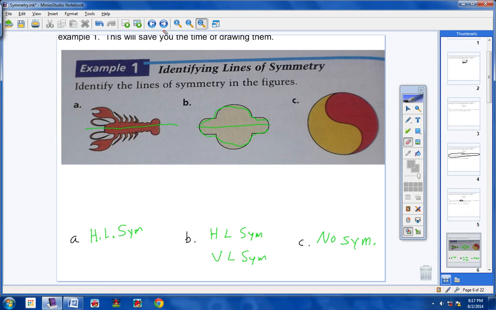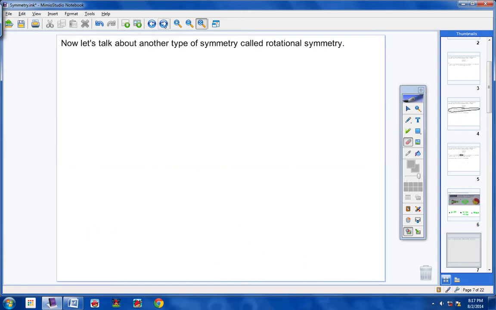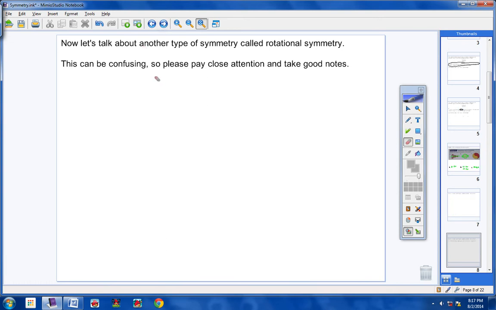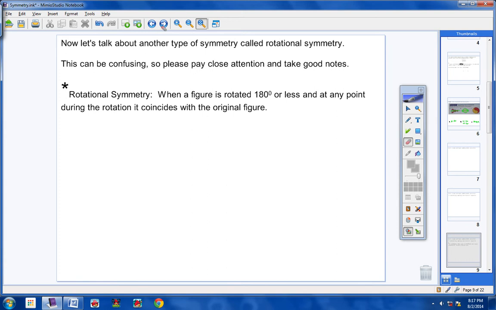Now let's continue on. Let's look at a topic that's a little more difficult. Let's look now at another type of symmetry called rotational symmetry. Now, if you take really good notes and pay attention, you'll be fine, but you're going to have to pay attention. This can be difficult, so this can be confusing. Please pay close attention and take really good notes. Rotational symmetry, notice the asterisk. Please copy this in your notes, all right?